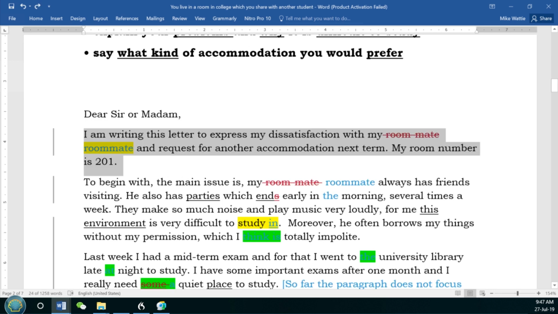So let's go through this letter a bit. Let's start off looking at the introduction. I'm writing this letter to express my dissatisfaction with my roommate and request another accommodation next term. And my room number is 201. Okay. So the first paragraph should always be the purpose of the letter. This letter does a really good job of establishing the purpose. So far, so good. Note that roommate should really be written as 1 word and not 2.